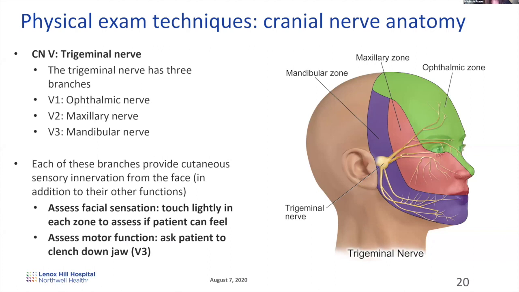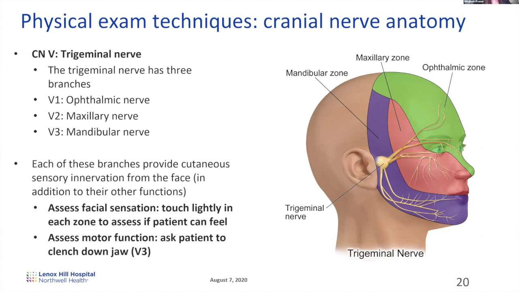And then the other part of testing the trigeminal nerve function is to ask the patient to clench their jaw down tightly, and you feel to make sure the muscles are intact when they do that and are clenching. And that assesses the motor function and makes sure that the innervation to the muscle in that area is still intact.